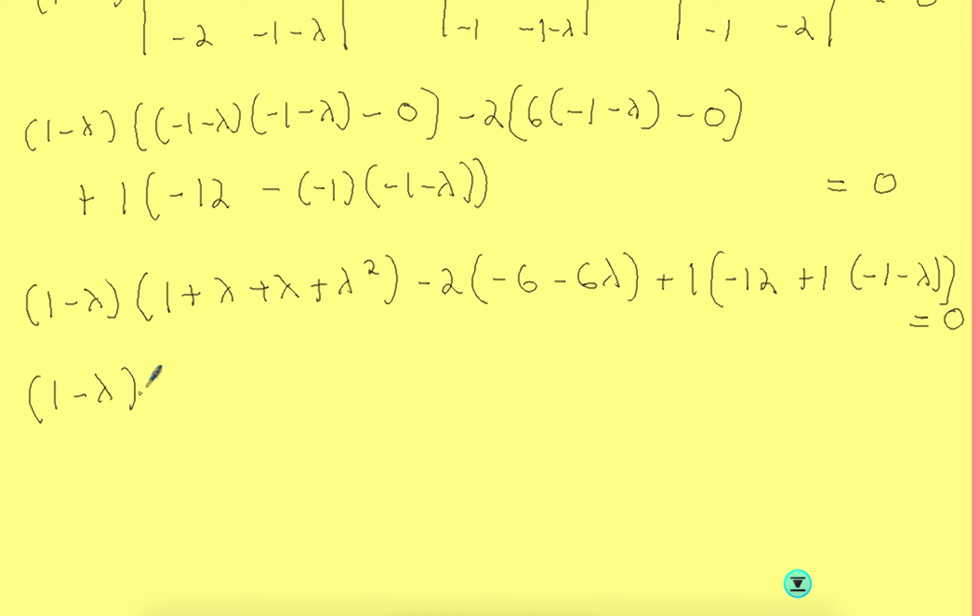And remember, always tidy everything up before you start doing any other multiplication of brackets, because if you don't do that, that's where mistakes are made. I'm just going to leave this bracket the way it is just now.